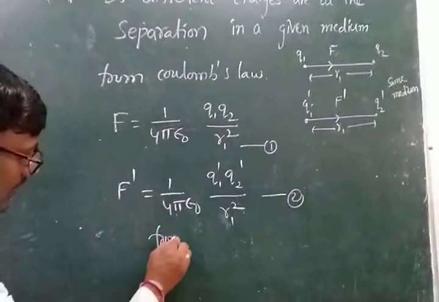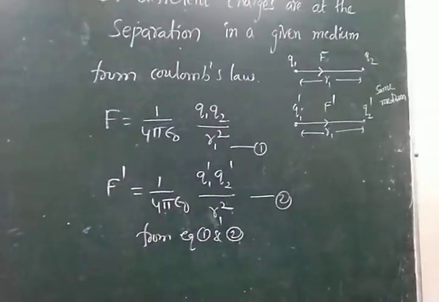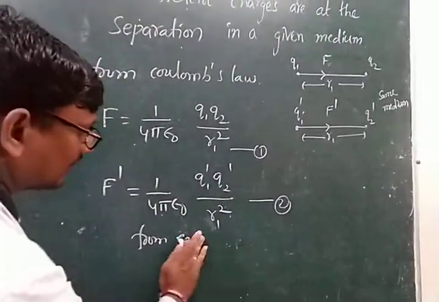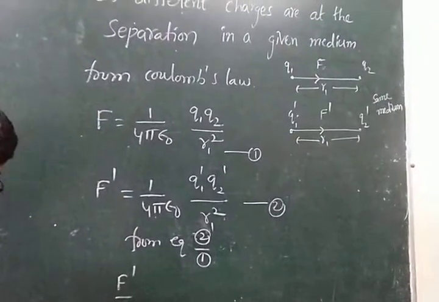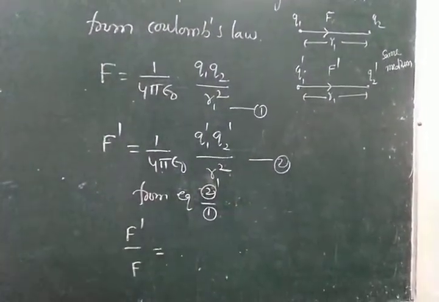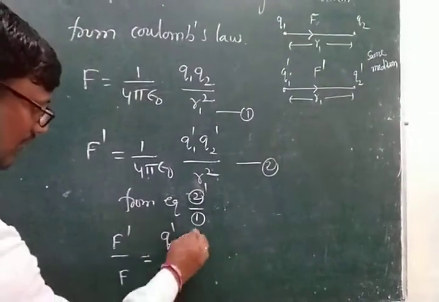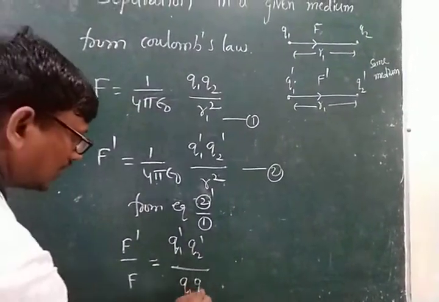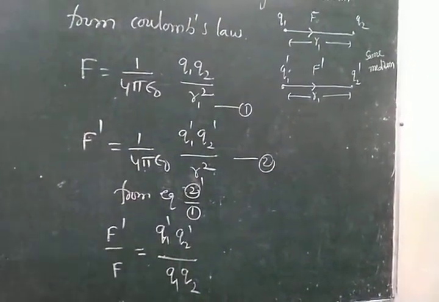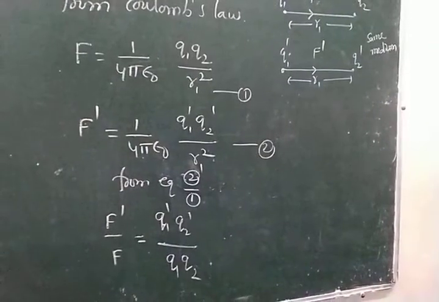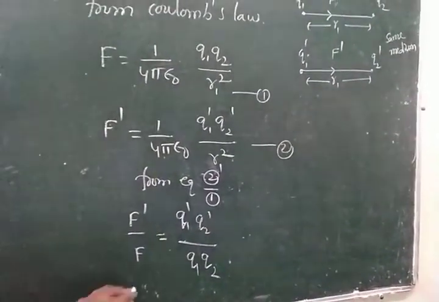From equation 1 and 2, dividing 2 by 1, we get F dash by F is equal to Q1 dash Q2 dash by Q1 into Q2. This is the relation between the charges and force where different charges are at the same separation in the same medium.